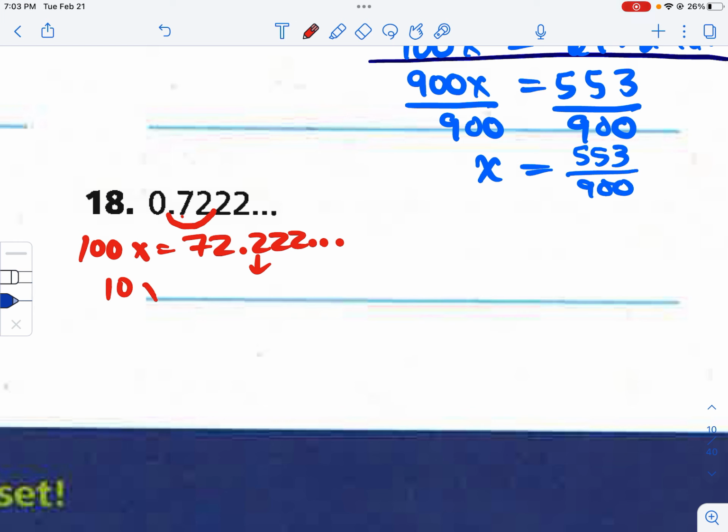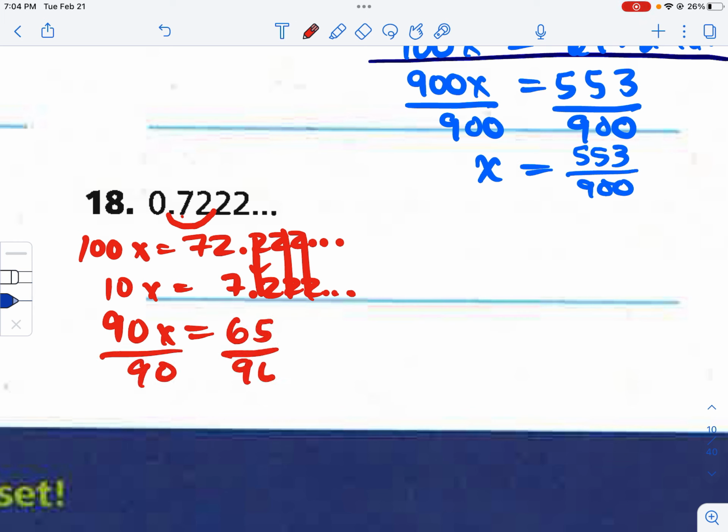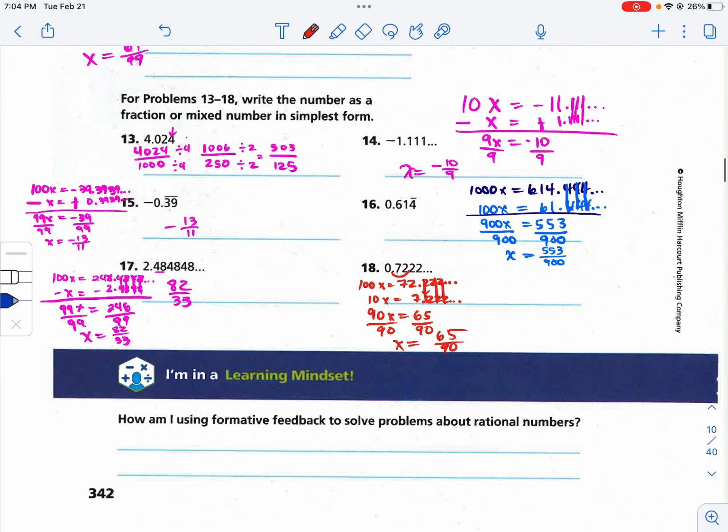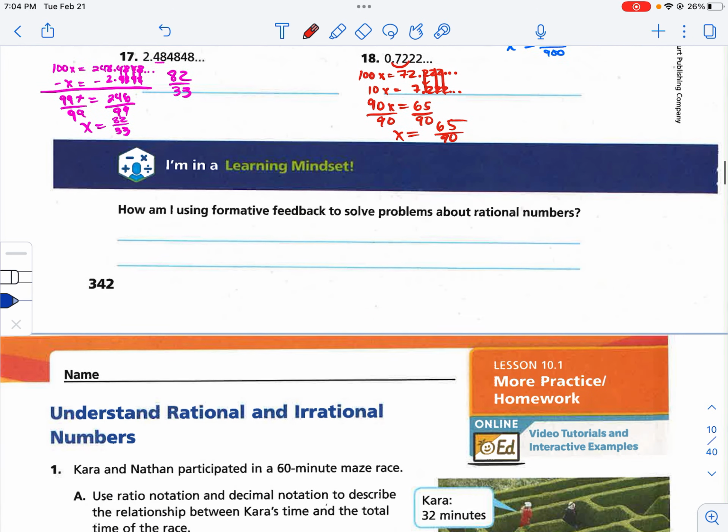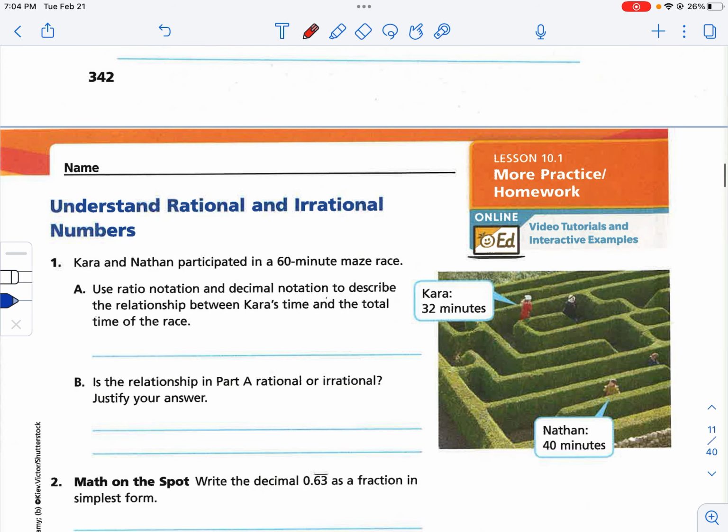So that's why I need to multiply it by something other than just leaving it as the x. So I'm going to multiply it by 10 so that I move that 7 over. Now the 2's are lining up. So now those 2's are going to cancel out. So this will get me 90x equals 65. Divide by 90. X equals 65 over 90. Okay. Yeah, there we go.